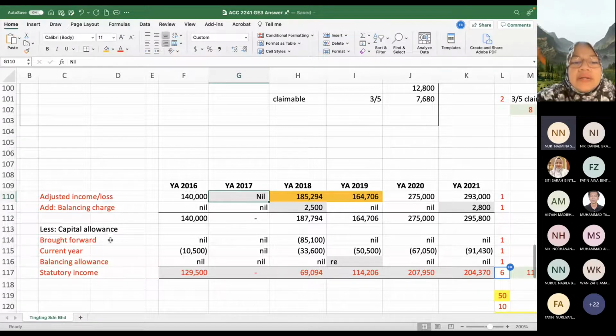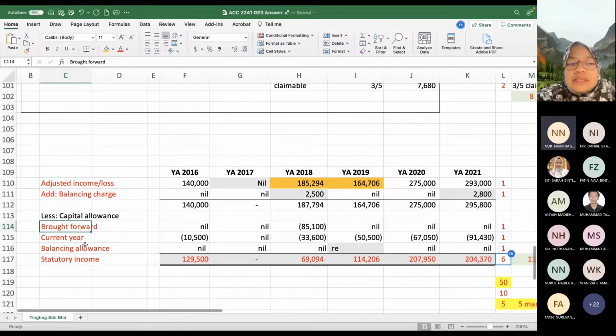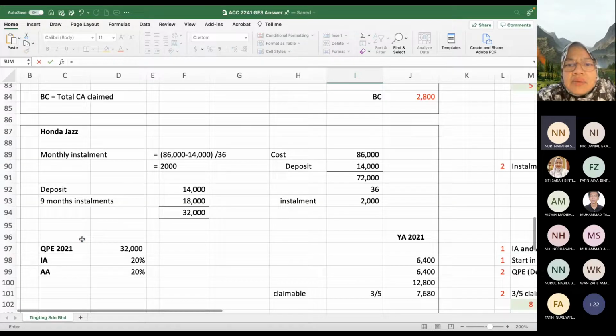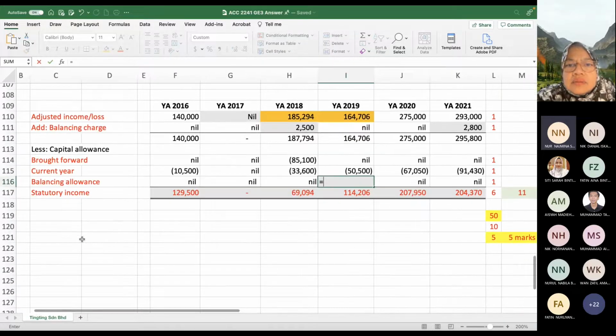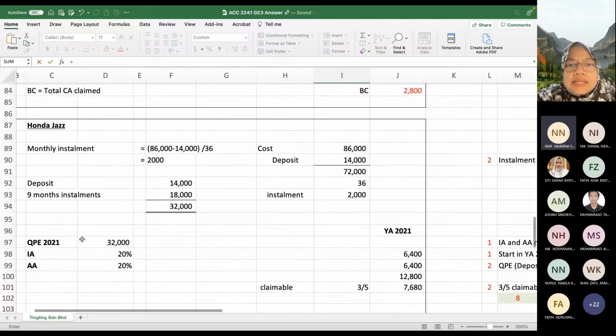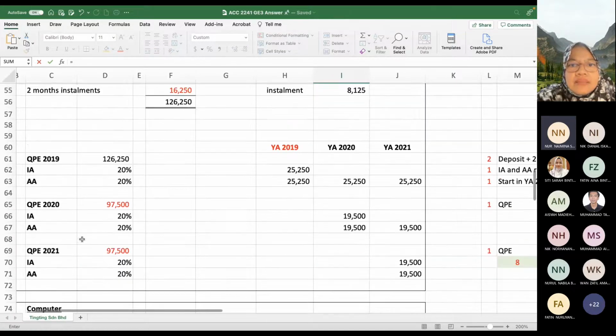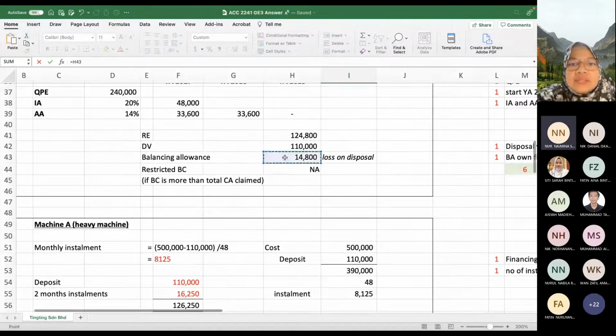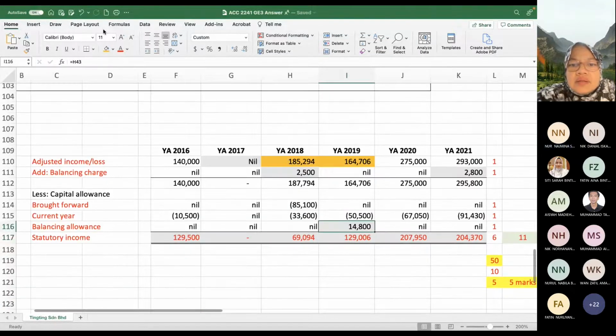Yeah, and then you should have the brought forward figure and the current year, and how much is the balancing allowance. Remember, balancing allowance, what is this? Why RE here? It should be balancing allowance. Where does the balancing allowance come from? Which one is the balancing allowance? This one, 14,800. But this one is negative.